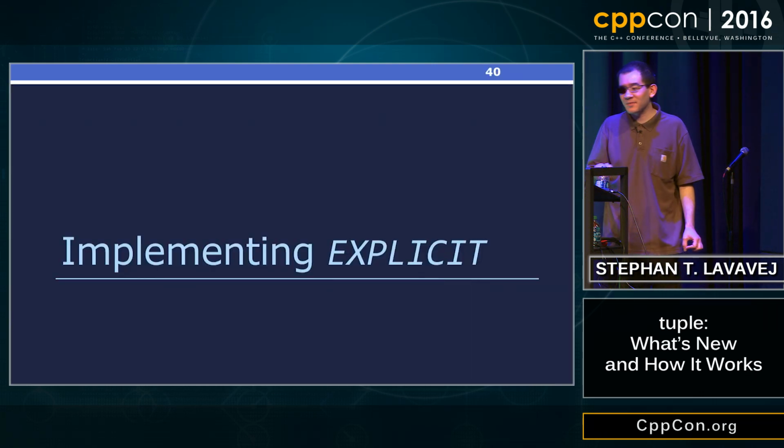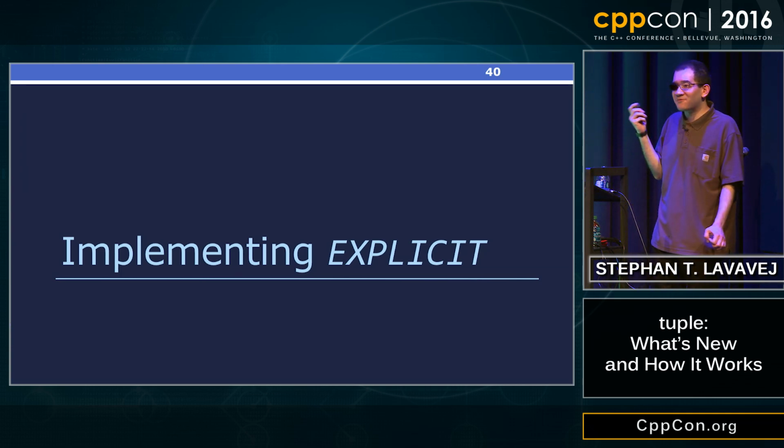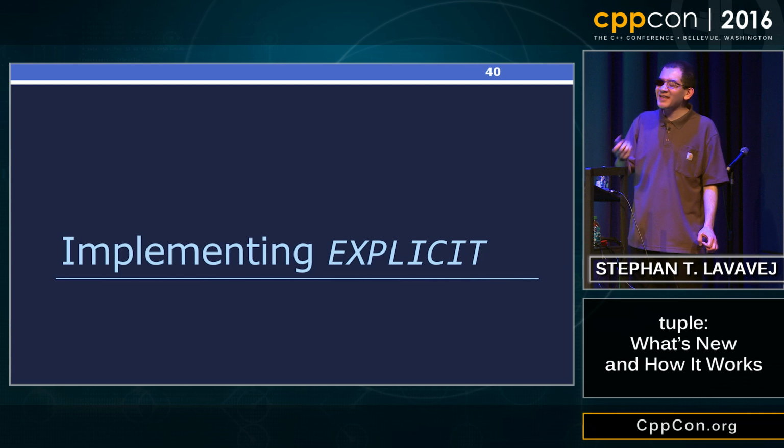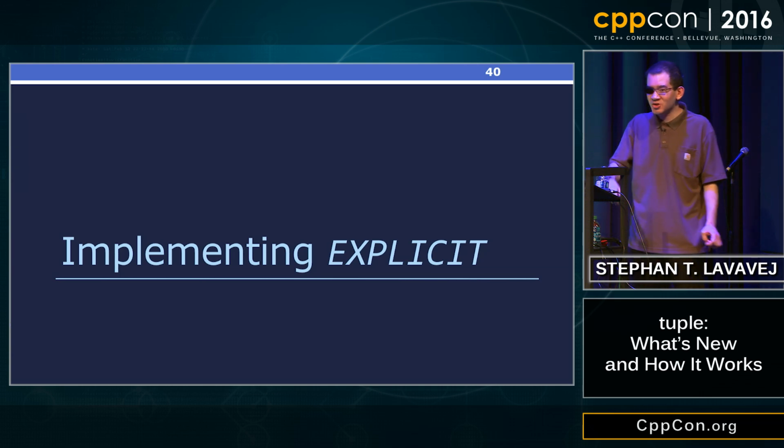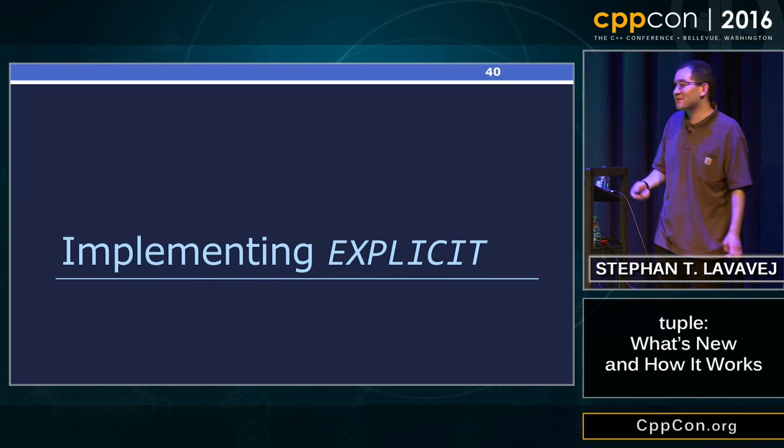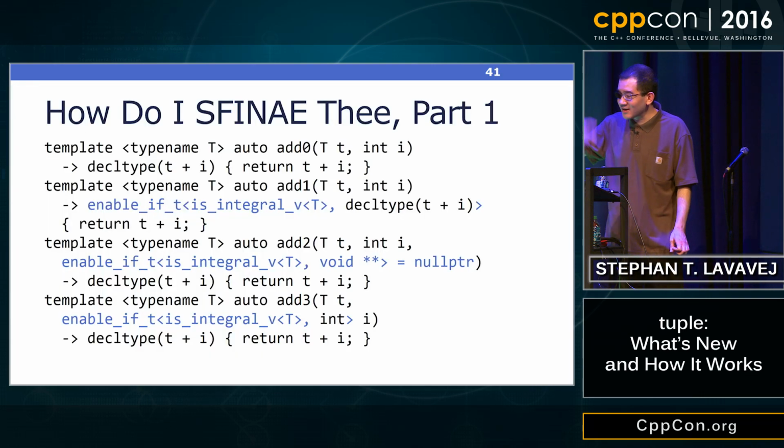So how do we implement this capital explicit thing? Let's see first, how do we even do SFINAE? As far as I can think of, there are 5 different positions where SFINAE can appear in a function. Maybe there's more. Come up to me later and tell me. But here I've tried to list them all.